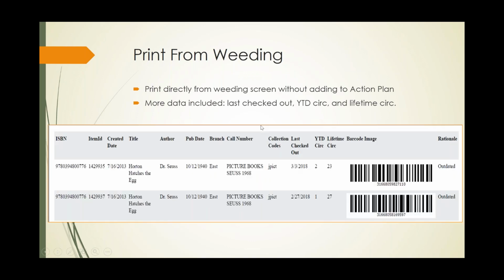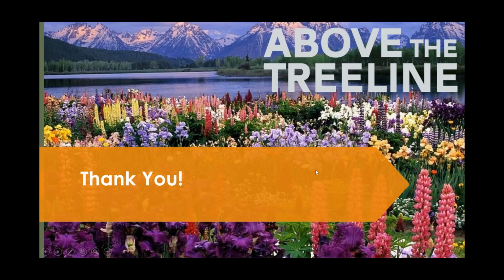Here we go. So this is an image of what it looks like. So you've got ISBN, item ID, when it was created, title, author, of course, pub date, branch, call number, collection code, last checked out, year-to-date circ, lifetime circ, barcode, and then the rationale or rationales if there's more than one. That's not the end. No, that is the end.